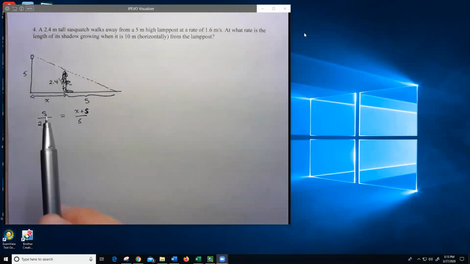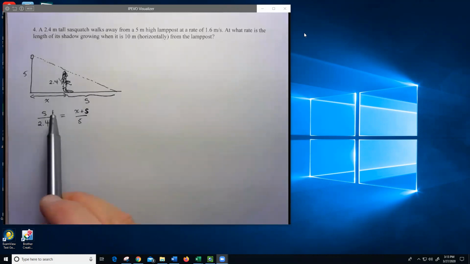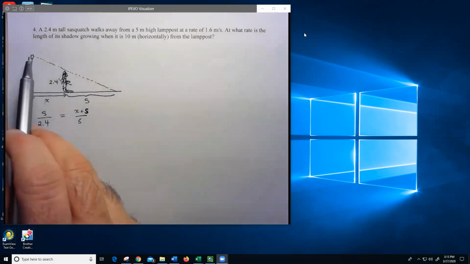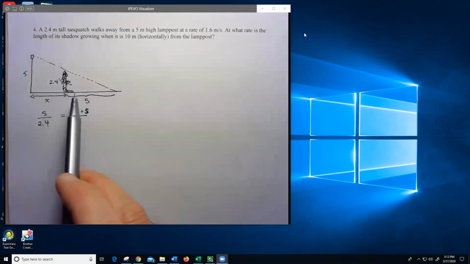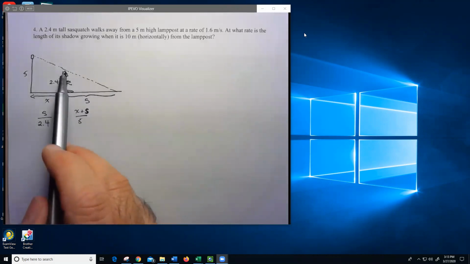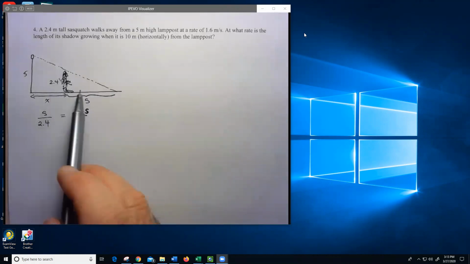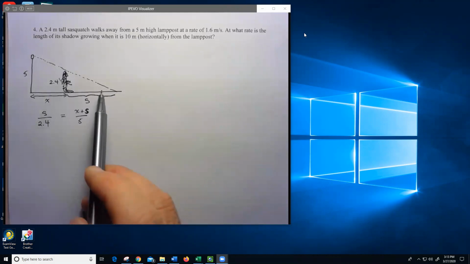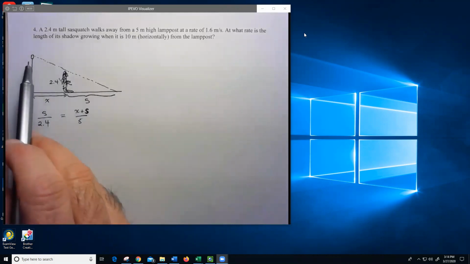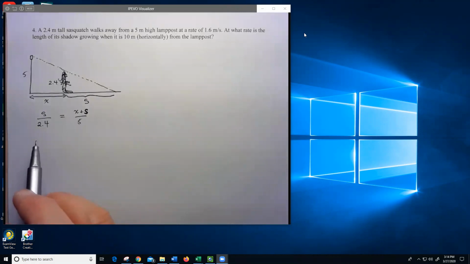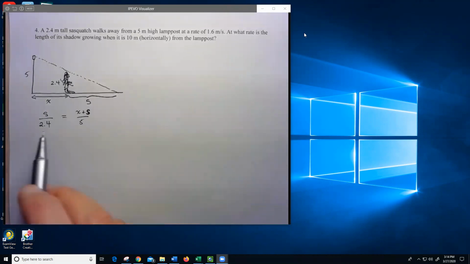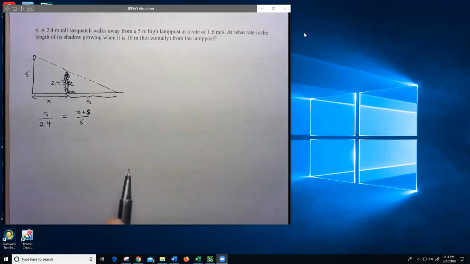So there's a couple of ways to write these relationships. You can write 2.4 is to 5 as s is to x plus s. You can write it that way, but you can also write it using two side lengths in one of the triangles, in the smaller one, and then relating it to the corresponding sides. It ends up being equivalent. Whichever way you write it works just as well.